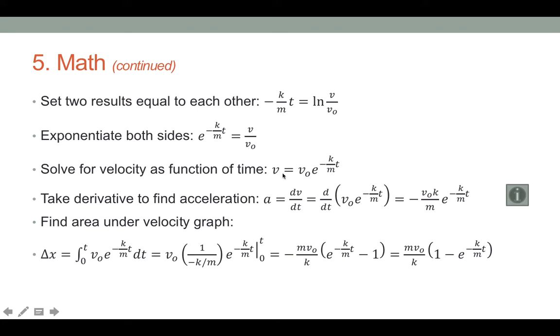Multiply both sides by v0 and we get our first result. Namely, the velocity will equal the initial velocity times e to the minus k over m times t. And that's one of the things we were looking for. So we now have the velocity as a function of time.